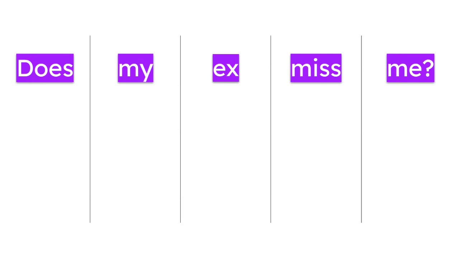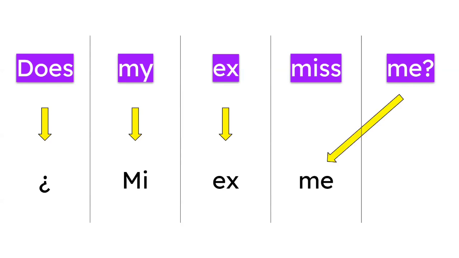Okay, we start with the opening question mark. The ex is, in this case, just one ex, so that means mi ex, me, and the verb extrañar, we conjugate it for she, right? Or for her or for him. This is because the subject is she or he. Extraña. ¿Mi ex me extraña? Mi ex me extraña. I don't know.